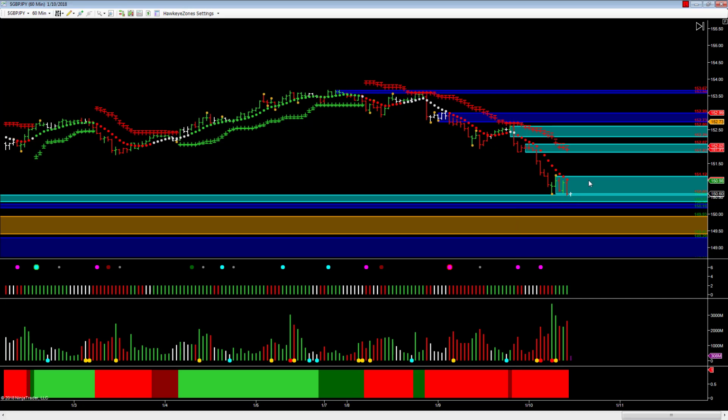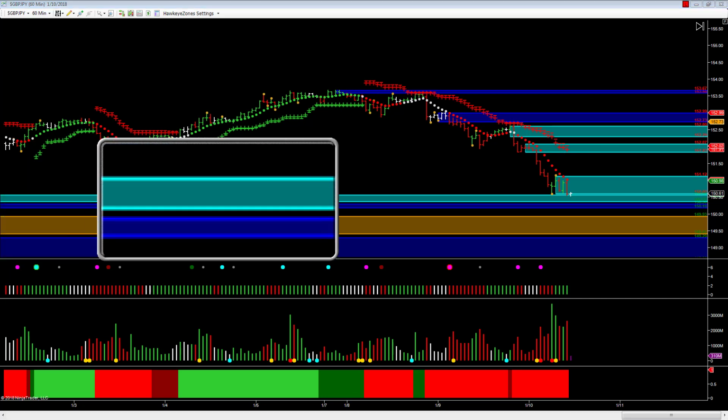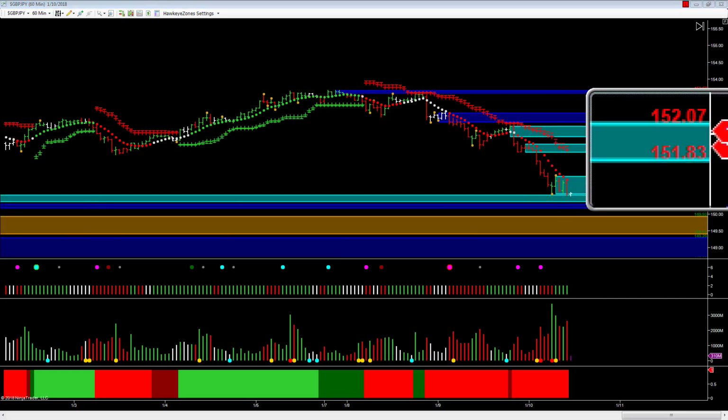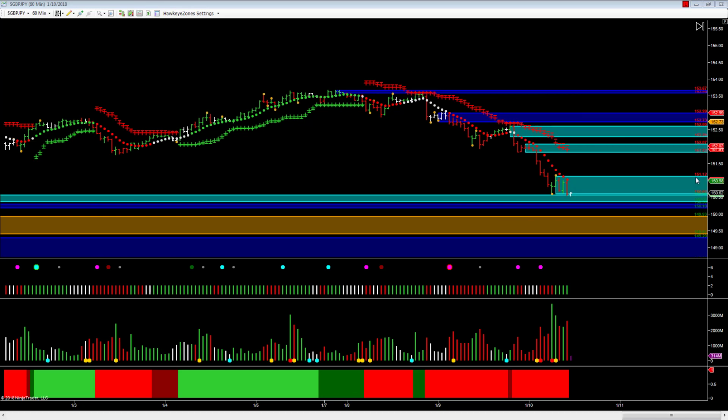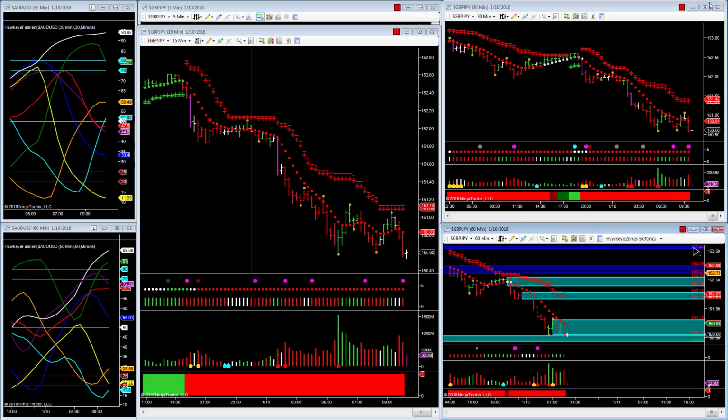If it does rebound back up, then I would look for a first retest of the upper supply. That upper supply value will be 151.83, so that would be the highest probability retest. But we've got to break 151.12 first. If 151.12 is broken, then you're going to get an extra 60 to 80 pips out of that move back up. That's not for scalpers, that's mainly for trend traders.